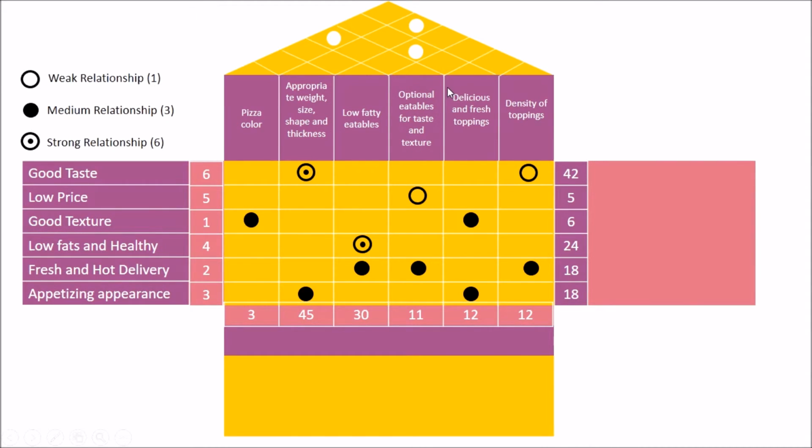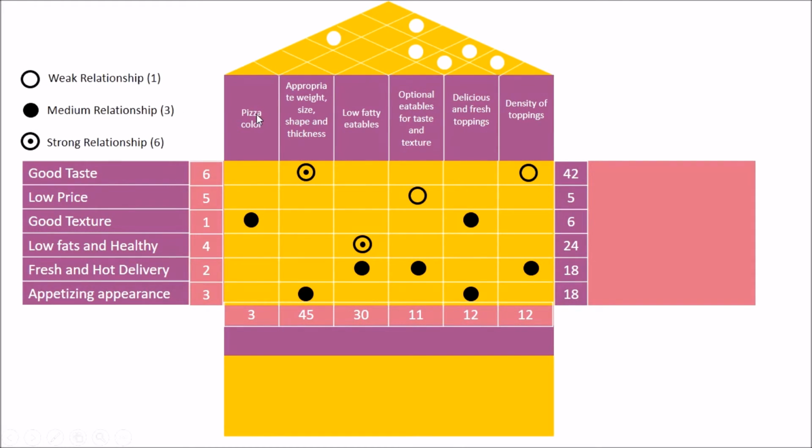Third, we have a relationship between low fatty eatables and delicious and fresh toppings. And fourth, we have a relationship between optional eatables and delicious and fresh toppings. And fifth, we have a relationship between optional eatables and density of toppings. And then sixth, we have a relationship between delicious and fresh toppings and density of toppings. So this is what we basically do in the correlations part.